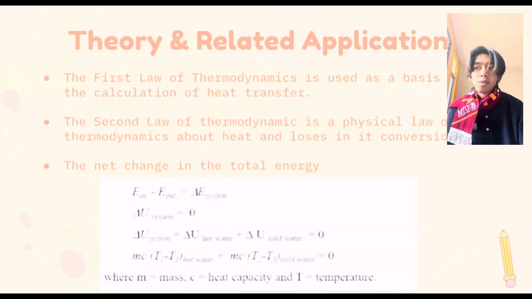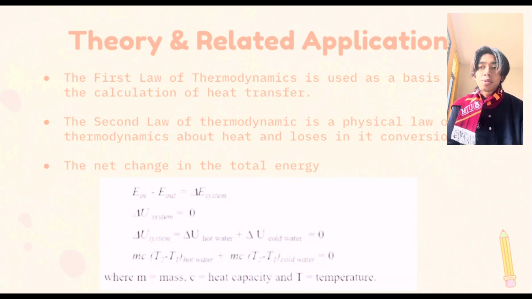For the theory, the first law of thermodynamics is used as a basis for the calculation of heat transfer. It is also used in studying the relationship among the various forms of energy and energy interaction. The first law expresses that the net change, which is the increase or decrease, in the total energy of the system during a process is equal to the difference between the total energy entering and the total energy leaving the system during the process. This is the calculation we use for the first law, where m is mass, C is heat capacity, and T is temperature.